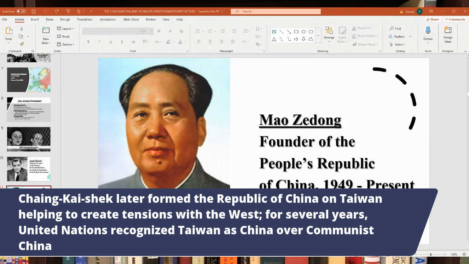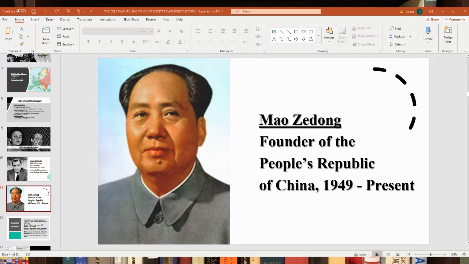And that actually helped create tensions between both sides in the Cold War because, like for a long time, the UN wouldn't even recognize the new China as being communist. They would say, Republic of China, Taiwan, you're China, that kind of thing. And eventually, they did recognize them later.